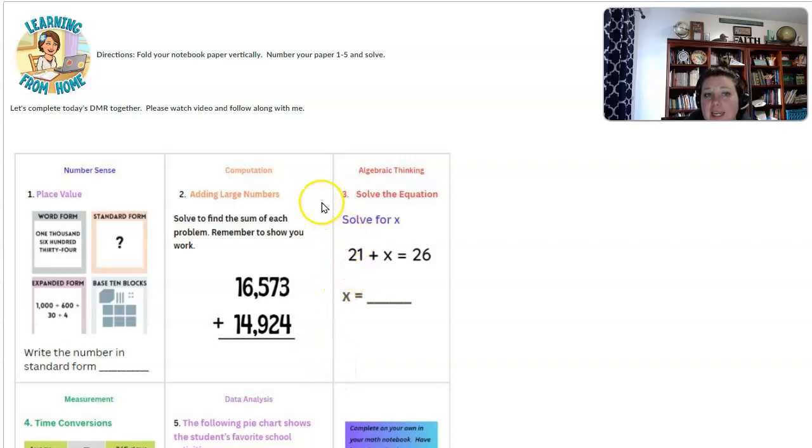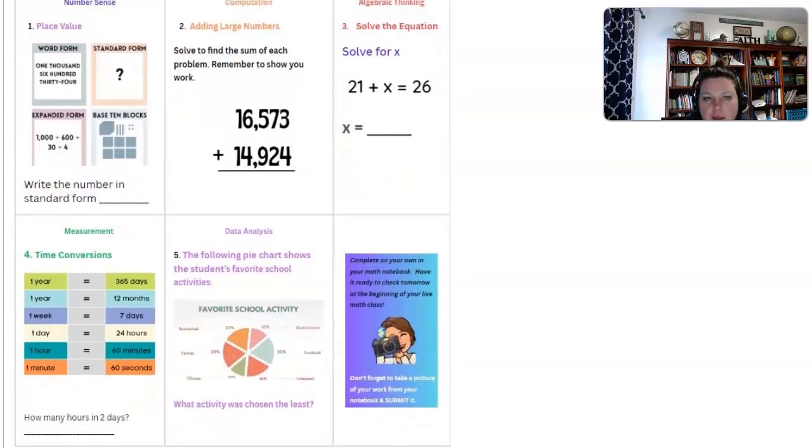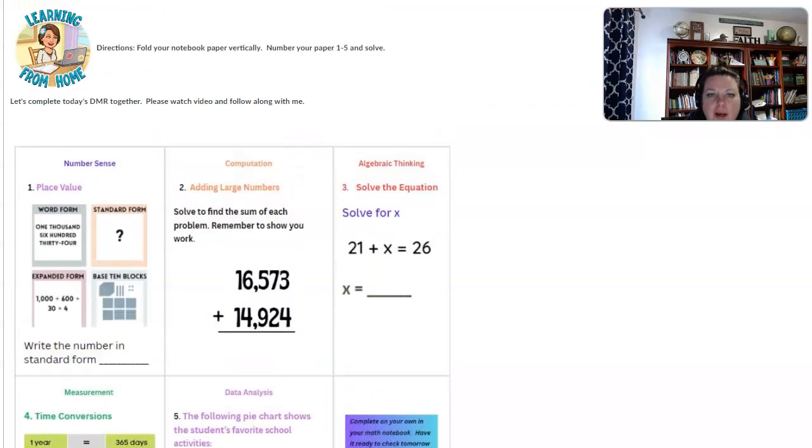Let's complete today's math DMR together. You'll have quite a few questions that are similar to today's math DMR throughout the week. So grab out a sheet of paper and we'll complete 1 through 5 together.